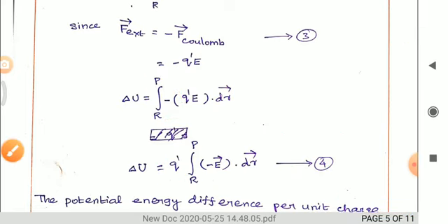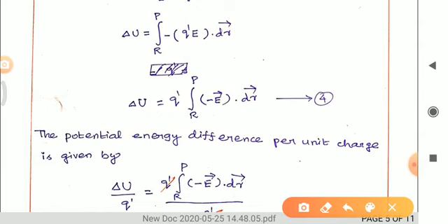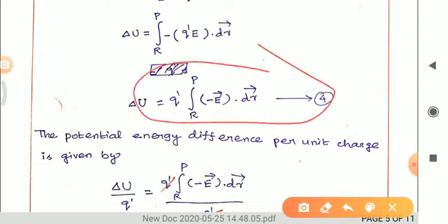Okay, right. Then the potential energy difference per unit charge. This is for the total charge. For the total charge, what is the change in the potential energy? Now if we calculate the potential energy difference per unit charge, then what we have to do? It should be divided by Q dash.